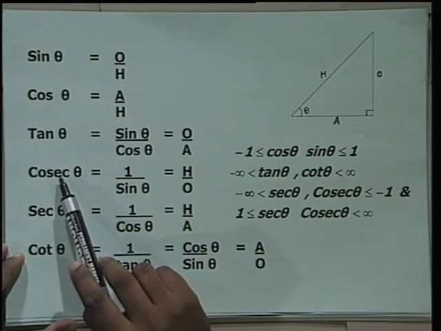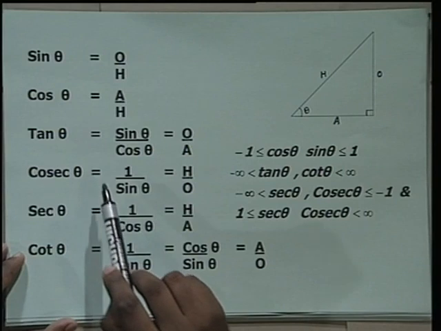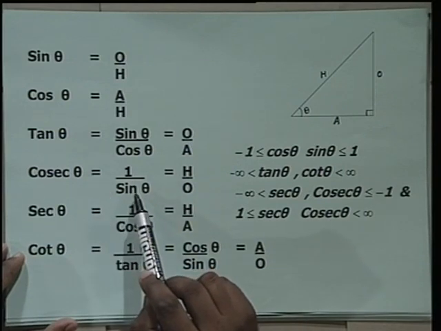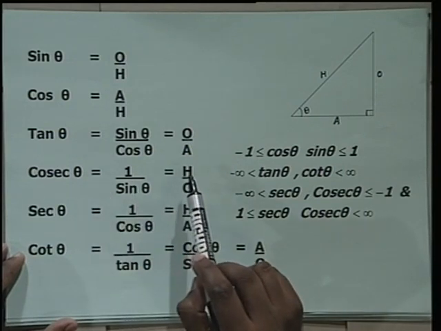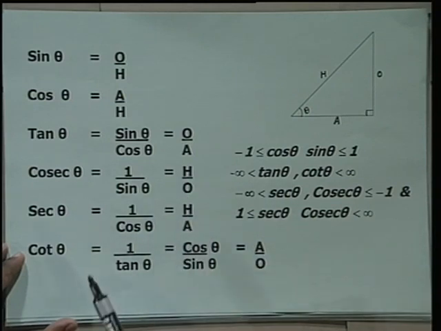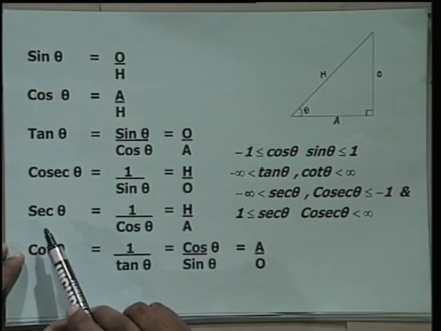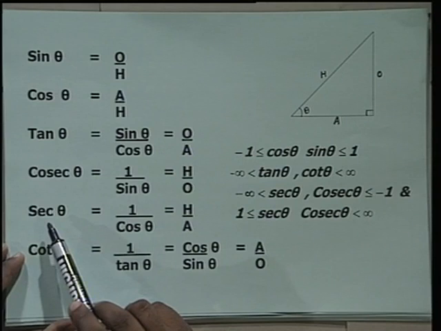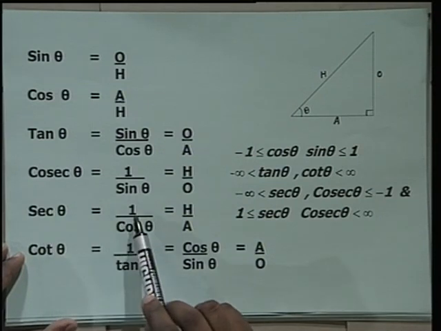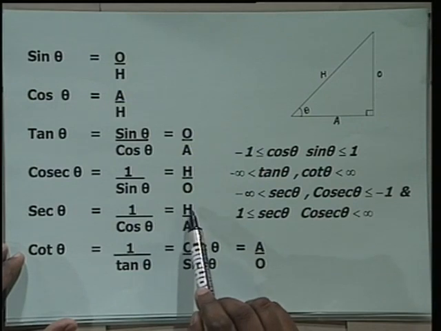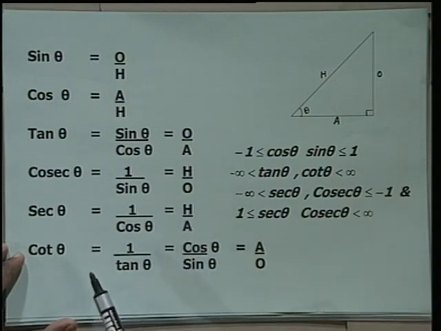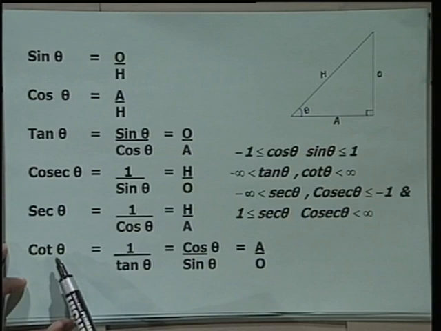Cosecant theta, or simply cosec theta, is equal to 1 over sine theta, and it is equal to length of hypotenuse divided by length of opposite. Secant theta, or simply sec theta, is equal to 1 over cos theta, and it is equal to hypotenuse over adjacent, length of adjacent side.